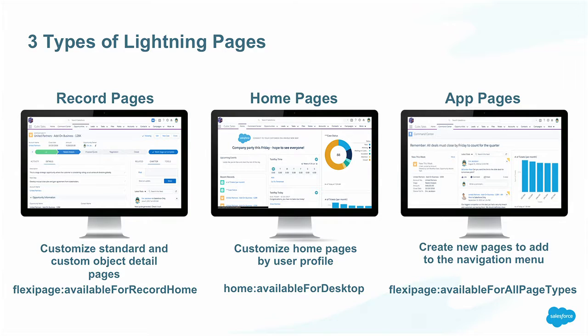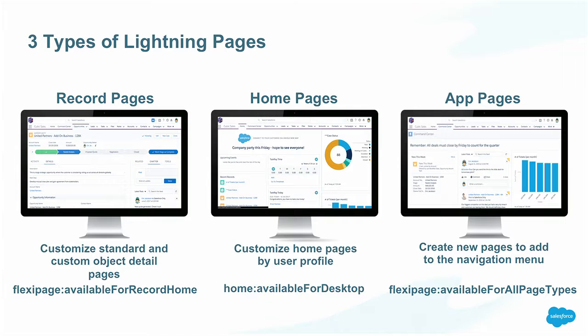And so there are three types of pages that come together to help build out an app experience. The first one are record pages, and these are pages that surface the record detail of a particular object, a standard object or a custom object. So imagine, take for example the account page. Someone goes in as an end user, they click on account. That account detail page is the record page it shows up from.